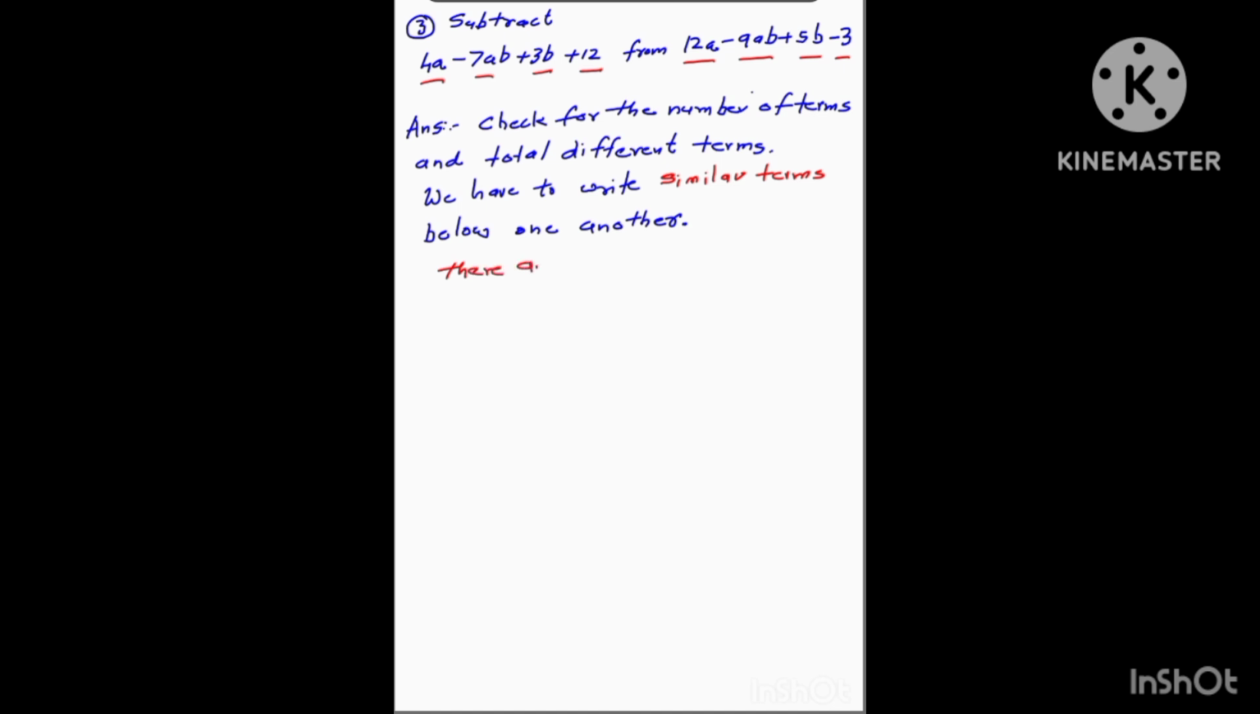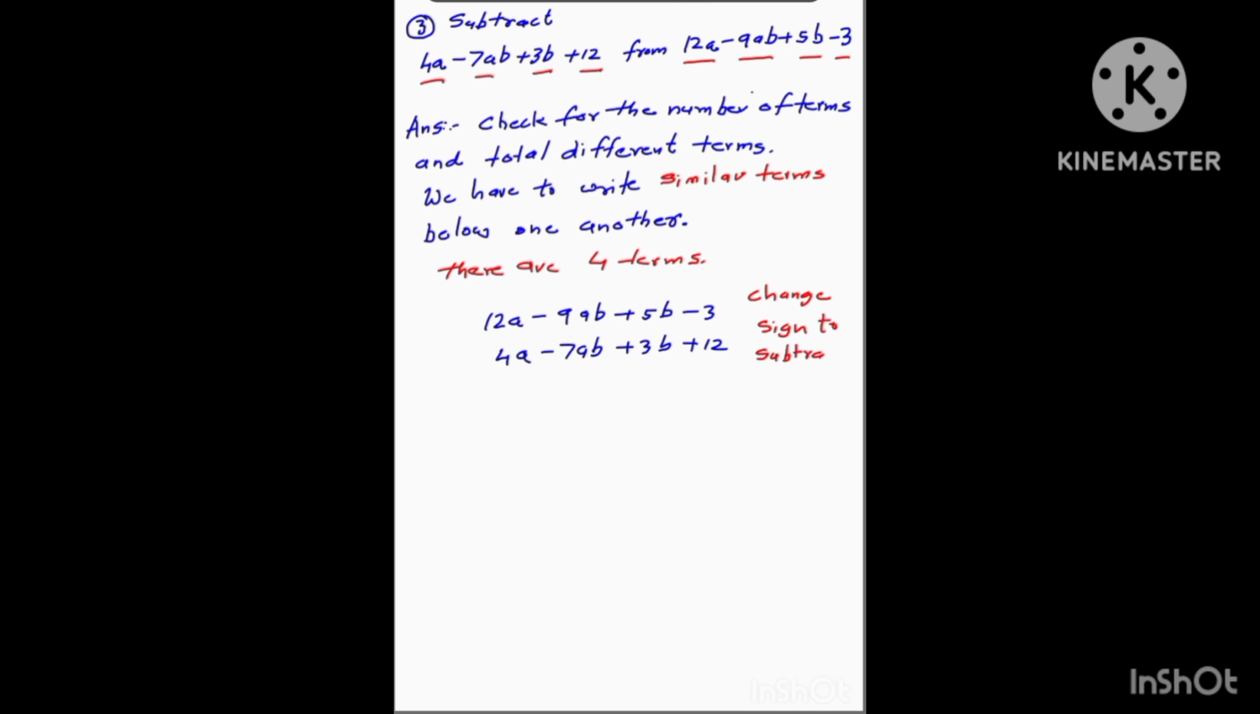Remember, this is a very simple problem, but sometimes it may contain different terms, which we will come across. So we will solve this: 12a minus 9ab plus 5b minus 3. Then, while writing the other polynomial, a below a, that is 4a, then minus 7ab, then plus 3b, and the constant below the constant. Even if it is not given in this order, we have to make the order according to the first one.